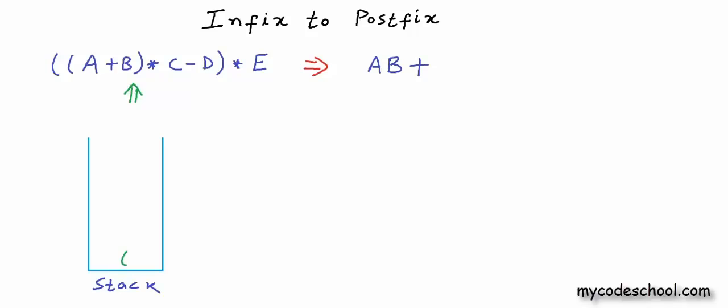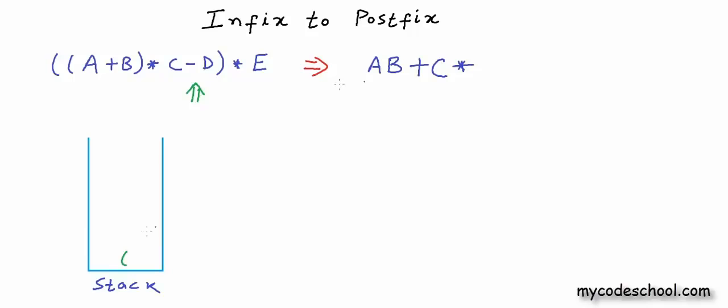Let's move on now. Next we have an operator. We need to look at top of stack. It's an opening parenthesis. This operator will simply be pushed. Next we have an operand. Next we have an operator. Once again we will look at the top. We have multiplication, which is higher precedence. So this should be popped and appended.